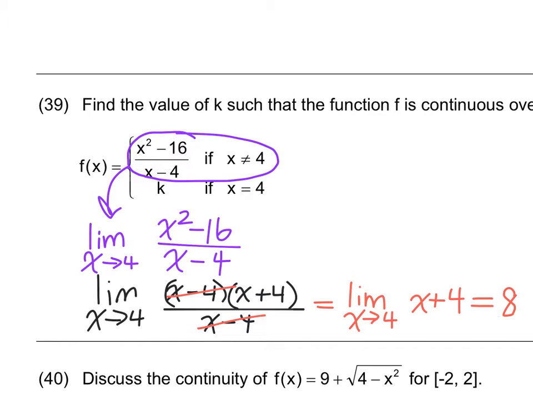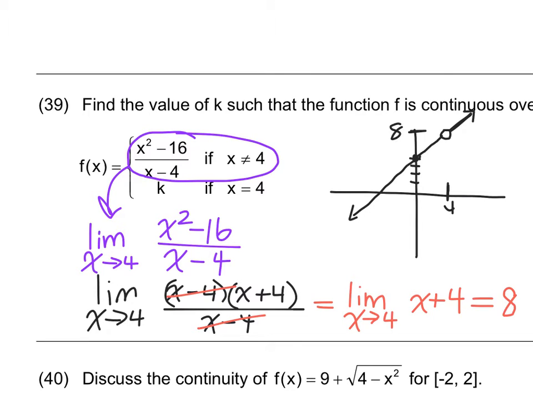What that's telling me, and I will show the graph just so you can have a sense of what's going on here, is that I have this line, with a y-intercept of 4 and a slope of 1. But then at the x value of 4 there's a hole. That corresponds with a y value of 8.